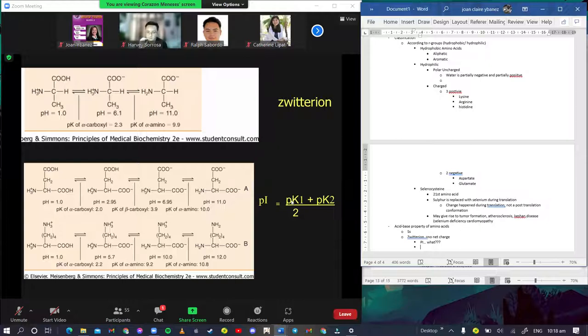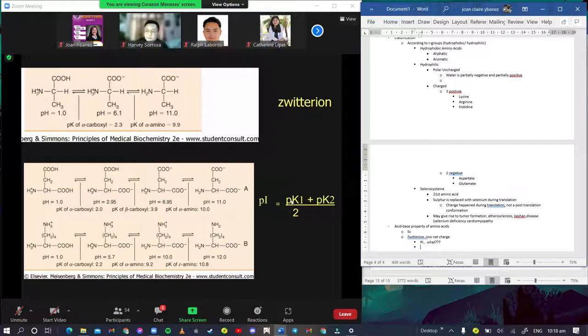Are you following? And then you take a look at where the zwitterion is. In this particular example, it is at pH 6.1. So that pH is now known as the pI, or the isoelectric point of alanine. That is very easy. If this is a hydrophobic amino acid, you only have 2 protonated groups.